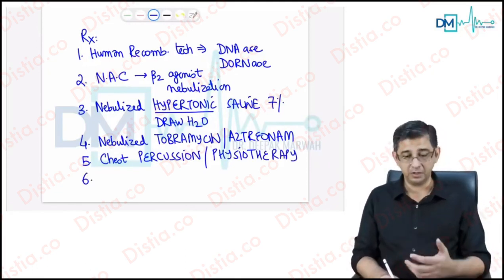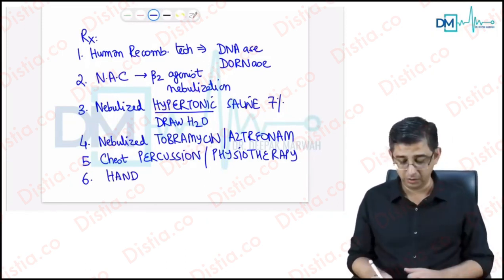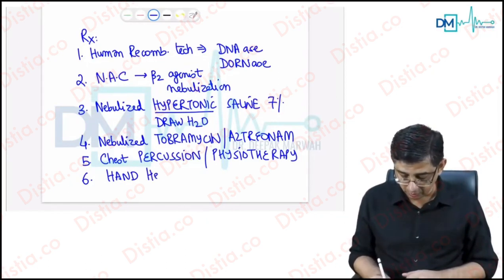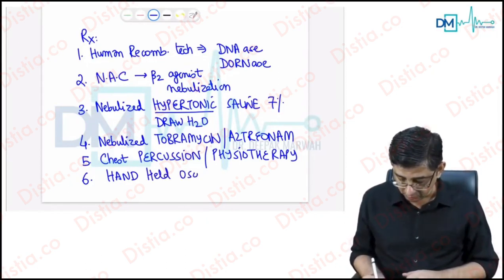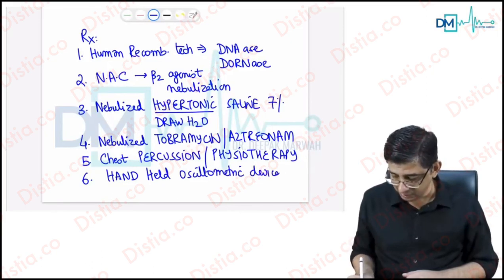These commercial devices contribute to the oscillations or percussion, like a mechanical way of percussion in the chest, hand held oscillatory devices. The vibrations produced by these devices will again help in mobilizing the lung secretions out and the person can cough them out.